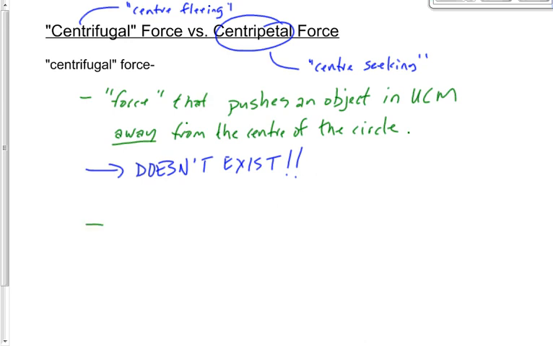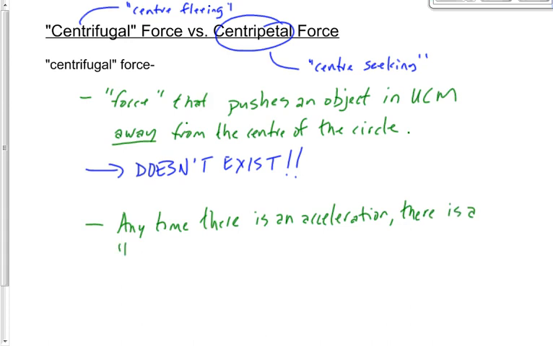Let me just write this down. Anytime there is an acceleration, there is a pseudo force in the opposite direction. In other words, as I was sitting at the stop sign and I was pushed forward, it appeared to me as if I was pushed backward into the seat.